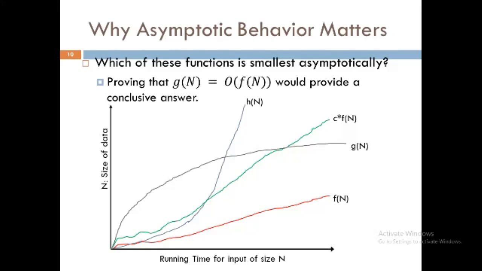Now proving that g of n is equal to o of f of n would provide a conclusive answer. So what should be the conclusive answer? A precise definition of this asymptotic and of the symbol is given in the next section.